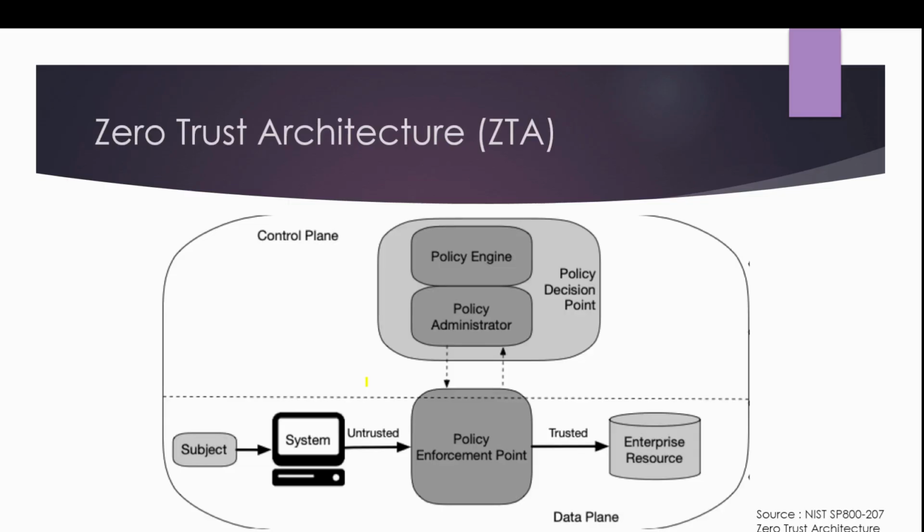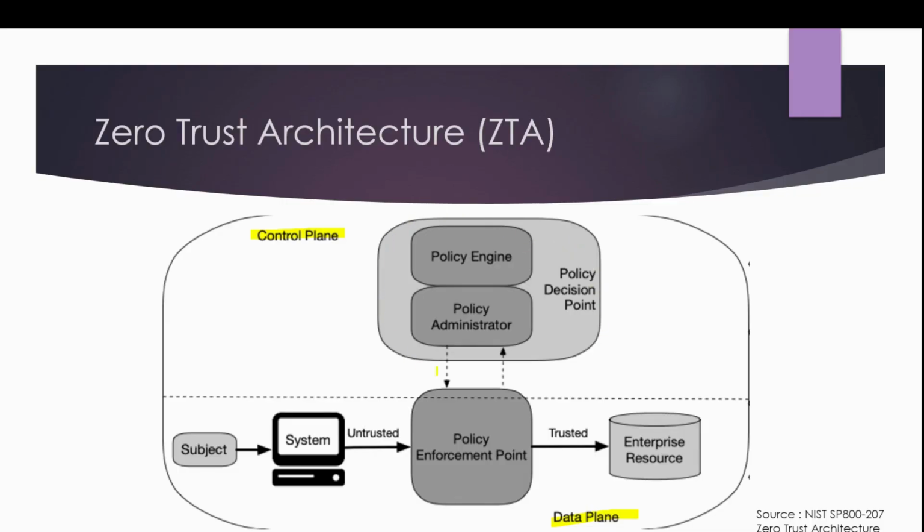All right. So this is about the zero trust architecture, ZTA. Here we have the two planes that I just discussed: the control plane here, and here is the data plane. Above this dotted line, we have two blocks, the policy engine and the policy administrator. I have taken this diagram from NIST SP 800-207, Zero Trust Architecture. They have given a block here, the policy decision point.